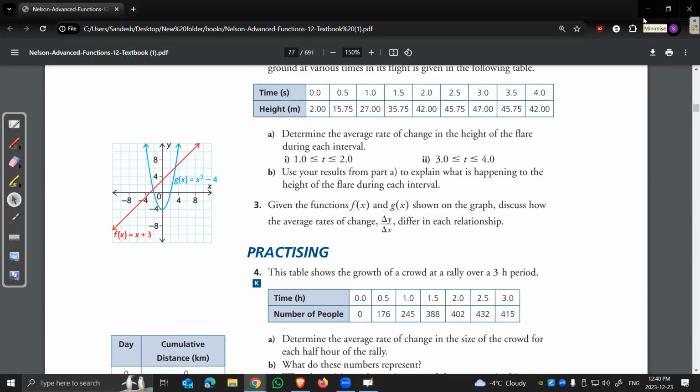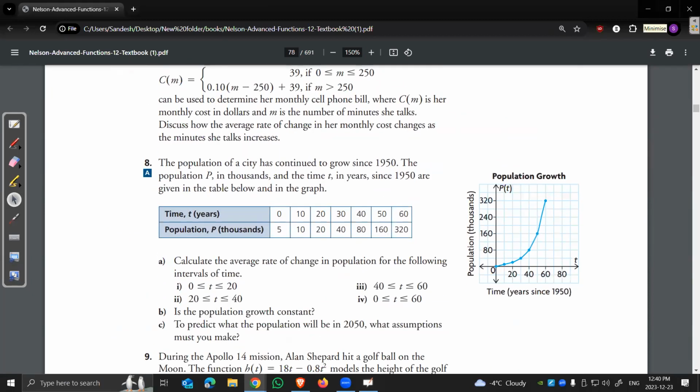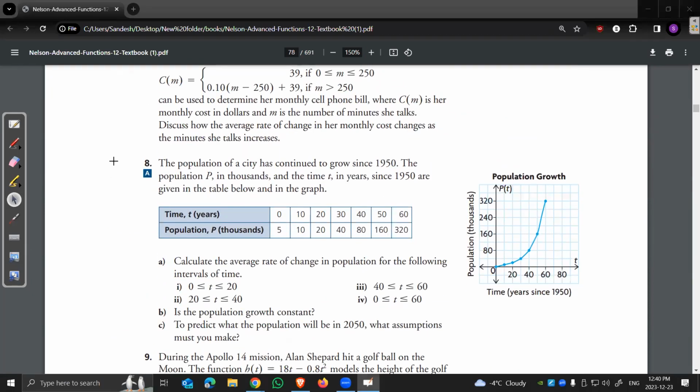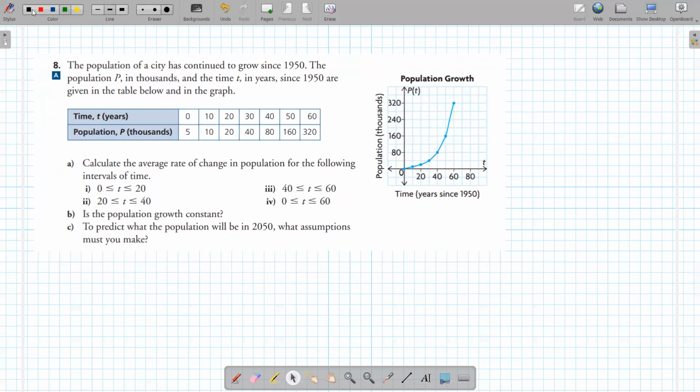Is this making sense? Like over here, even without plugging in the numbers, where would you expect the slope to be the greatest? Between, look at this, 0 to 20 is this, 20 to 40 would be this, 40 to 60 would be this. Where would you expect the greatest slope? Between which two x values?